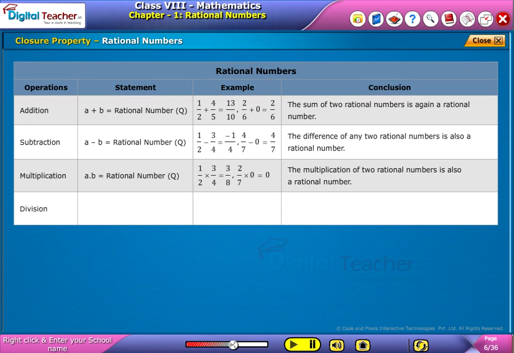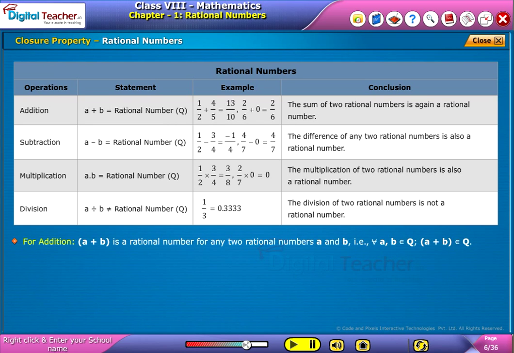It concludes that the multiplication of two rational numbers is also a rational number. Under division, it states that if two rational numbers are divided, the result is not a rational number. For example, 1 by 3 is equal to 0.3333, which is not a rational number, it is an irrational number. It concludes that the division of two rational numbers is not a rational number.